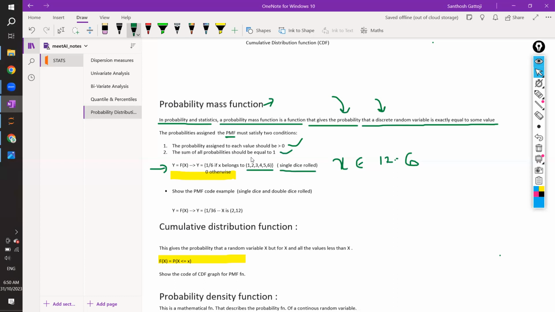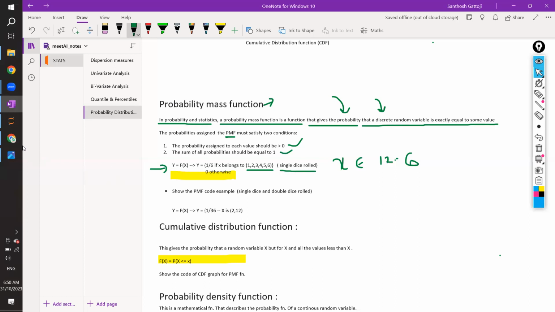Are we good, guys? Let me know, did you understand this function? Why it's called a PMF function and how it is telling us a probability distribution? Yes, Santosh. Okay, cool.